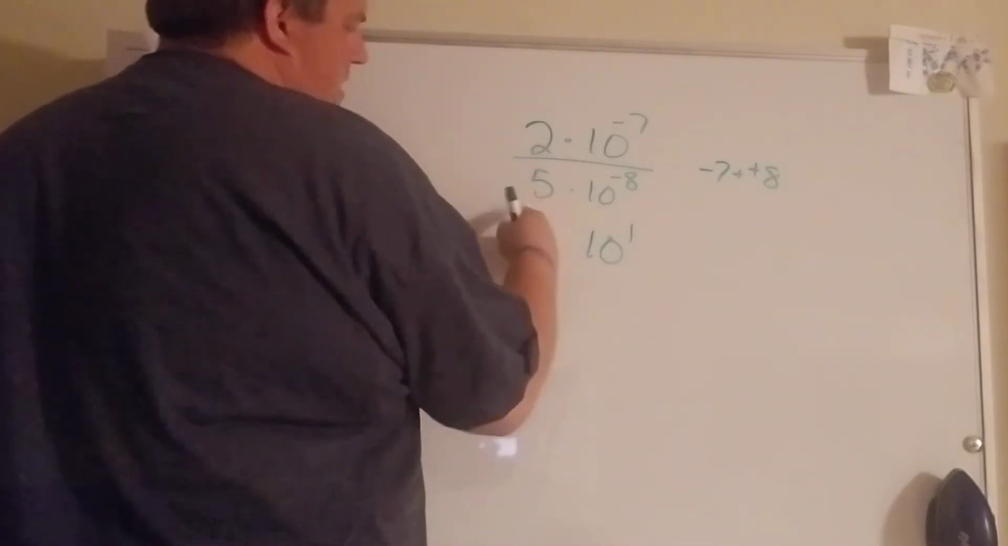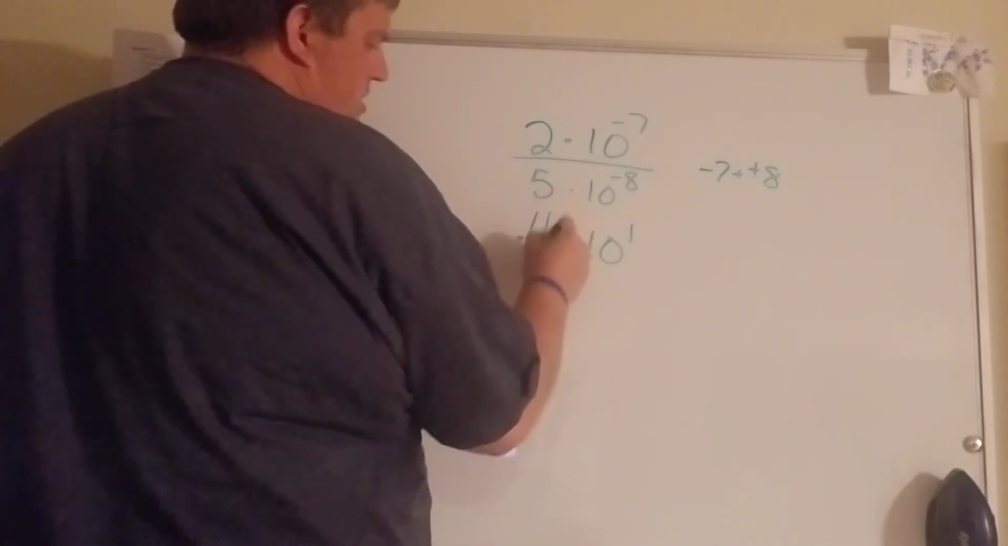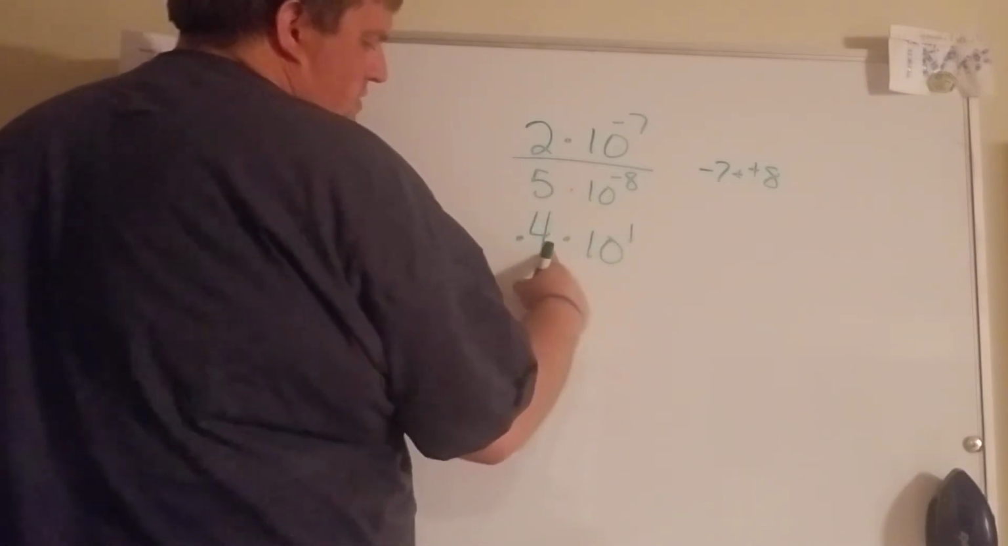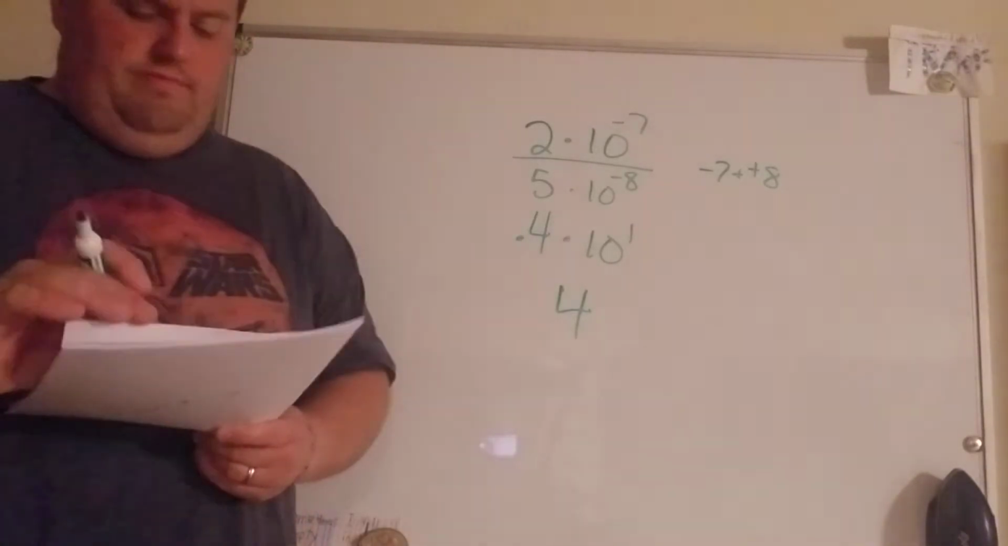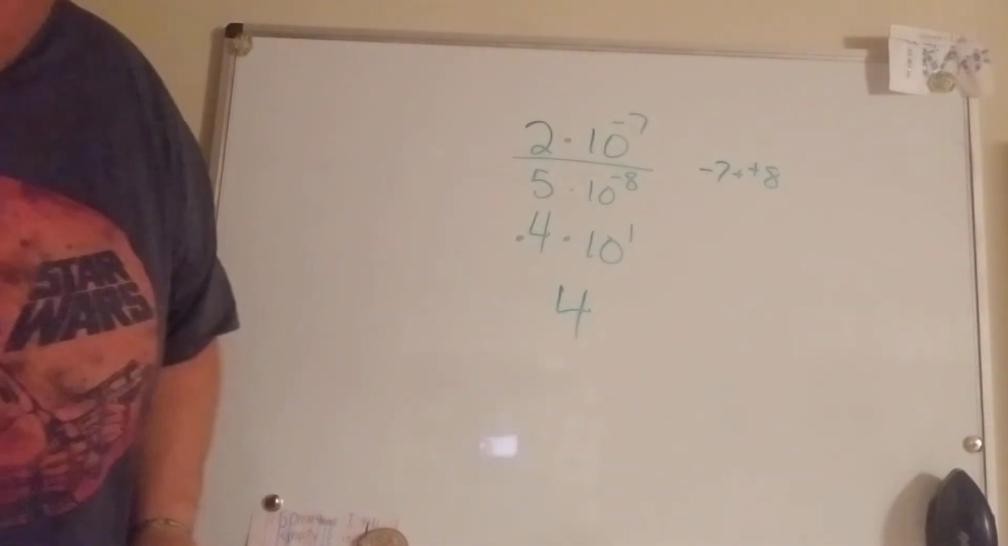And then 2 divided by 5 is going to give you 0.4. And this says move it over 1 time. So it's about 4 times larger. Definitely going to have one of those how many times larger ones.